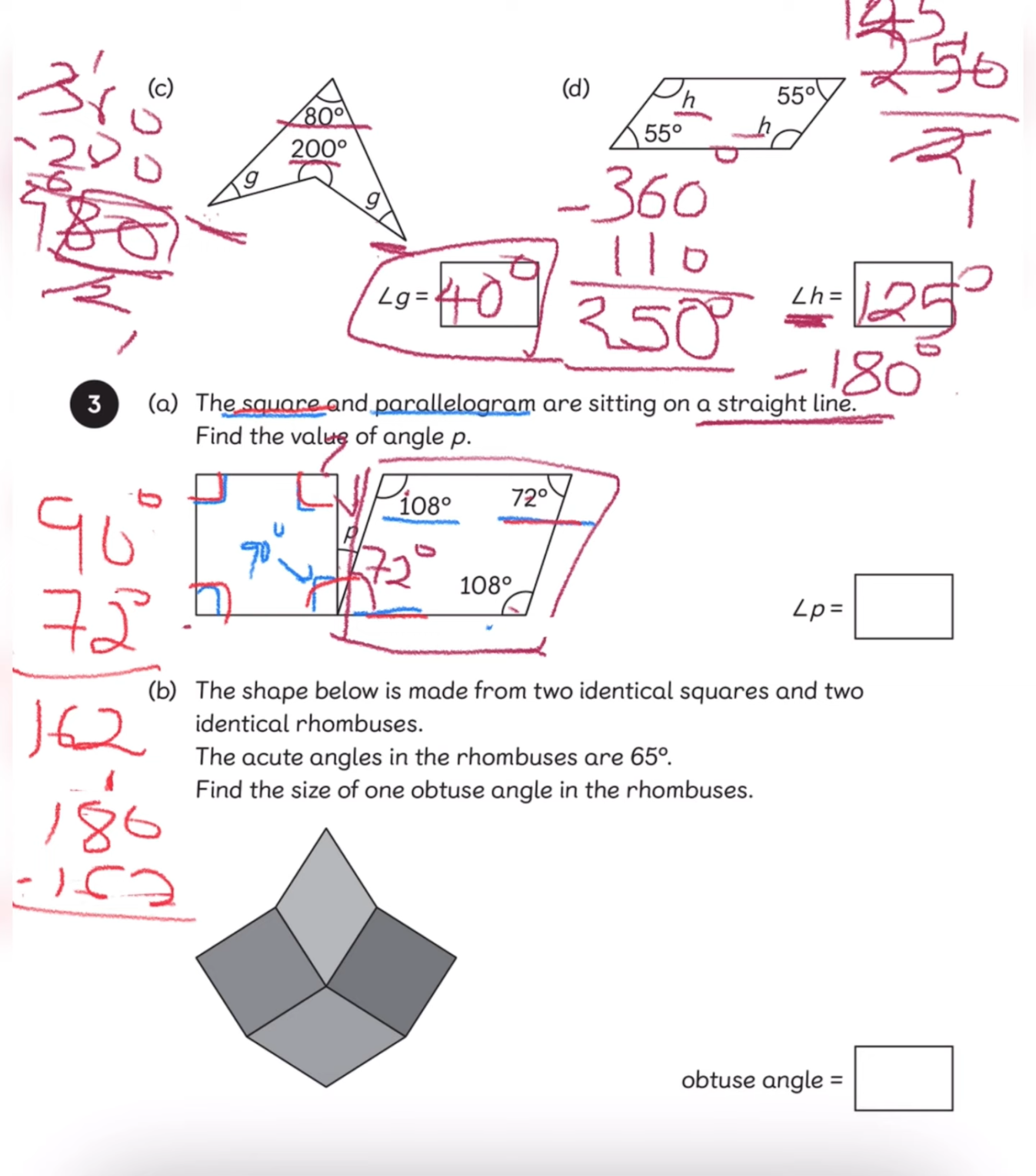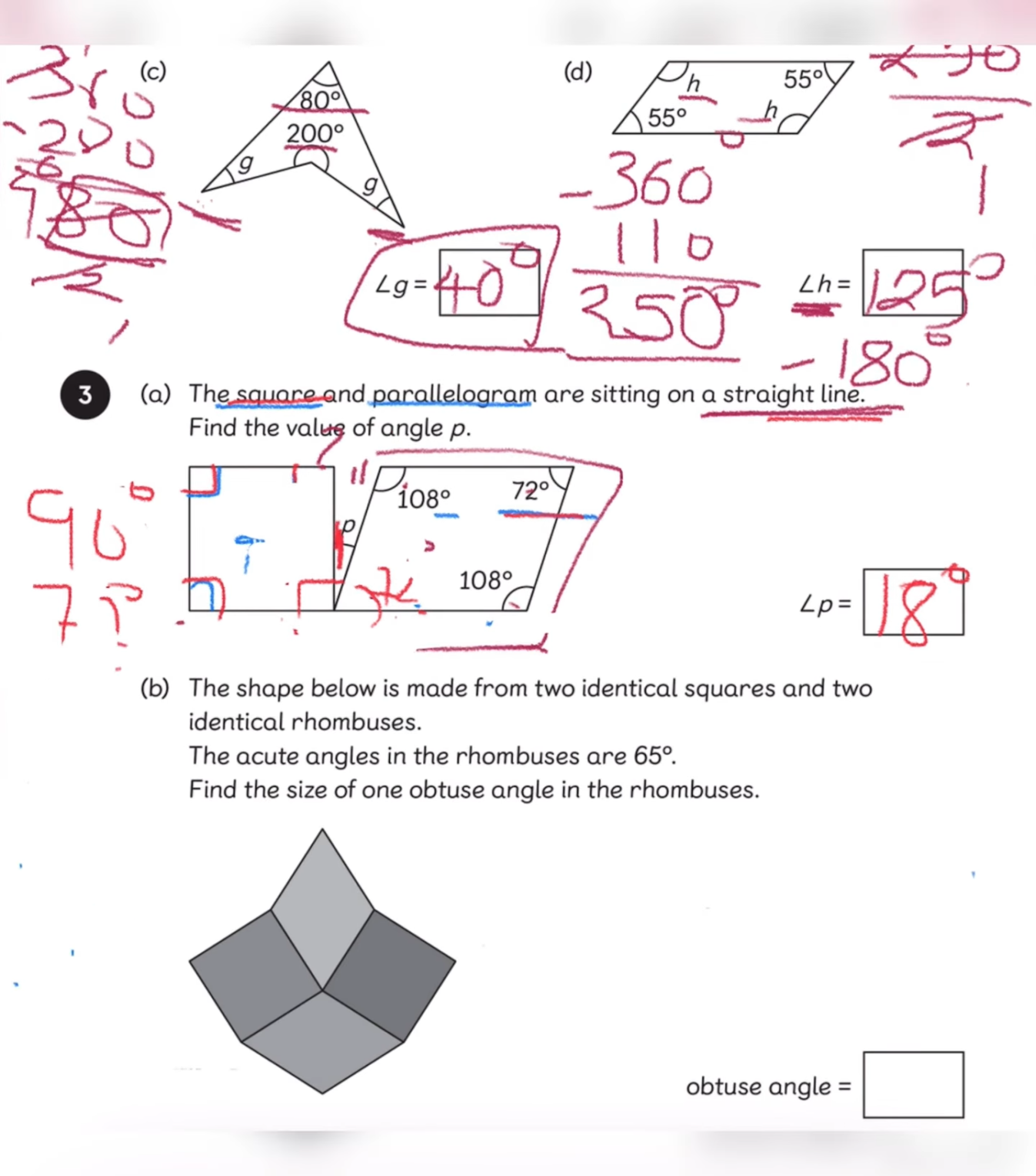10 cannot minus, so I borrow, and 10 minus 2 is 8. I borrowed, so this becomes 7 and this becomes 1, and 1 minus 1 is 0. Therefore, my angle P is 18 degrees. So the key was the straight line. Therefore, this whole thing had to be 180 degrees. I added both 90 and 72, and whatever was left over was my angle.